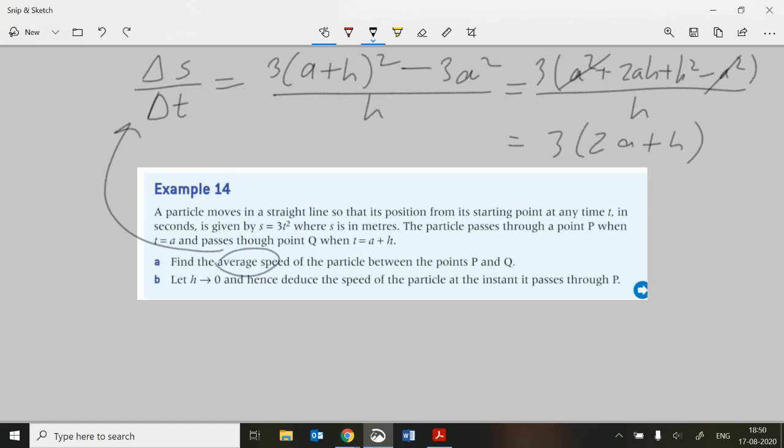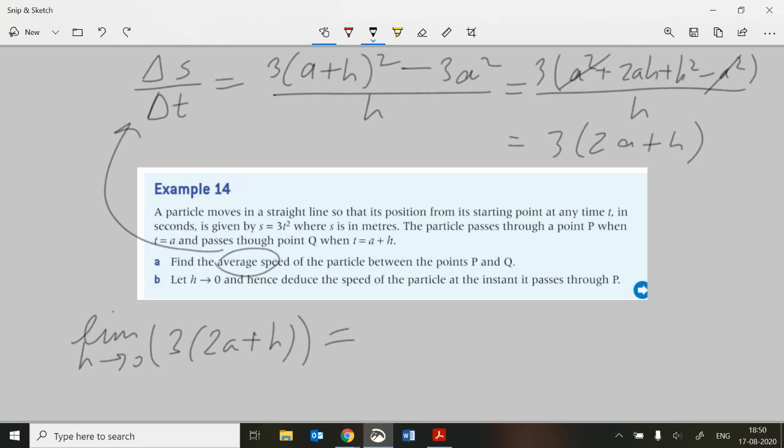There's our expression. And then it says, let h tend to 0. So now we're taking a limit as h tends to 0 of that function. And that function is now reduced down to 3 in brackets 2a plus h. And now this is going to give us our instantaneous speed when it passes through P, because point P is when time t is equal to a.